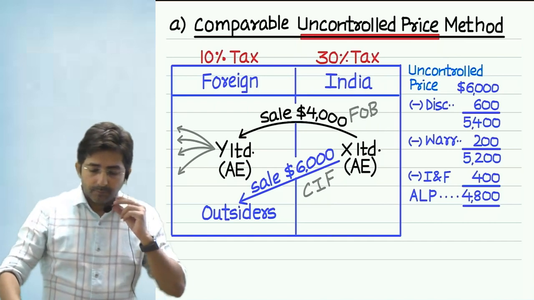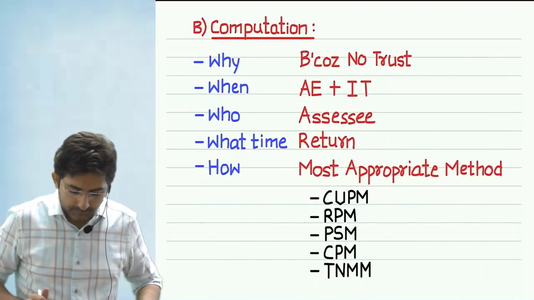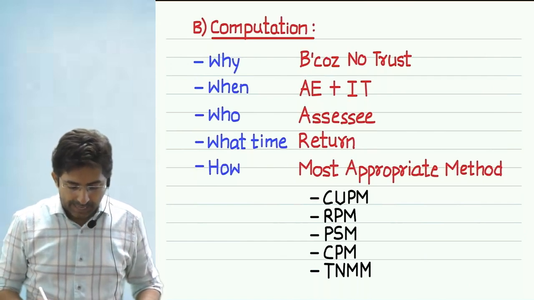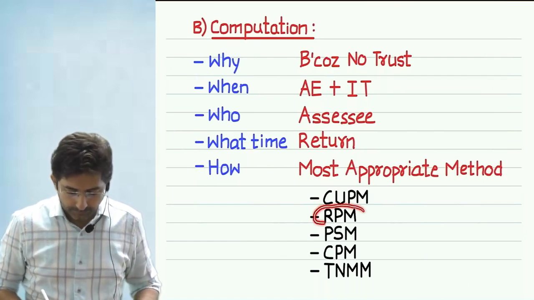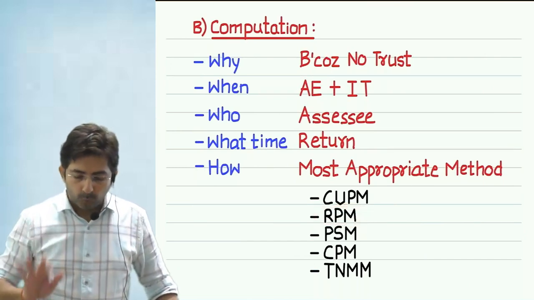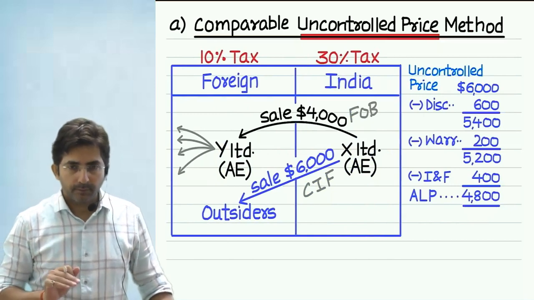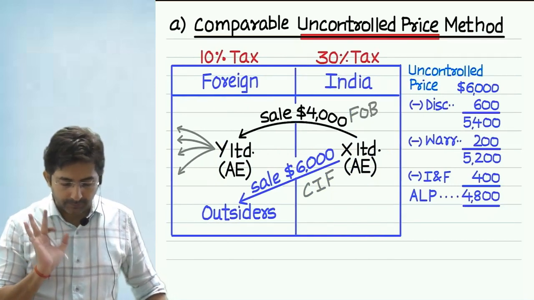Okay, then this was the first method, the comparable uncontrolled price method. The next method is RPM. What is RPM? Resale price method. Wait, before that, some students have a doubt here also. Let me go back to the first method again.